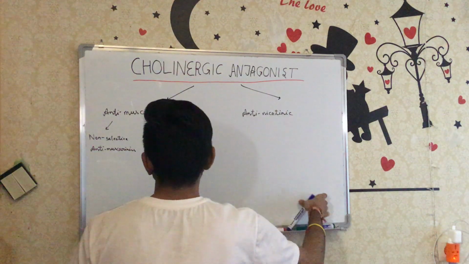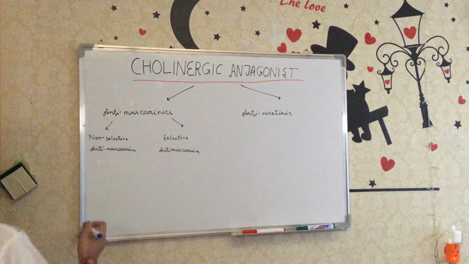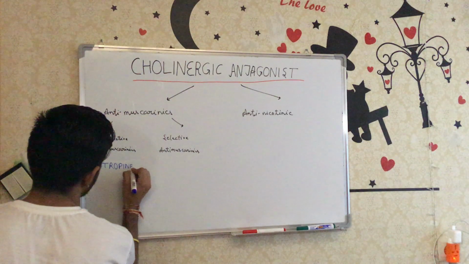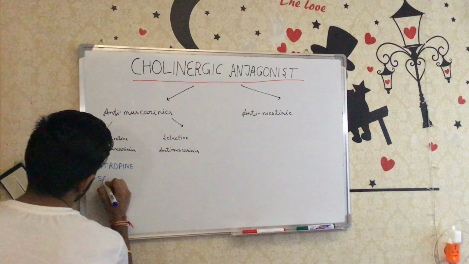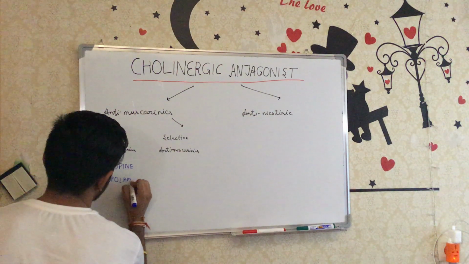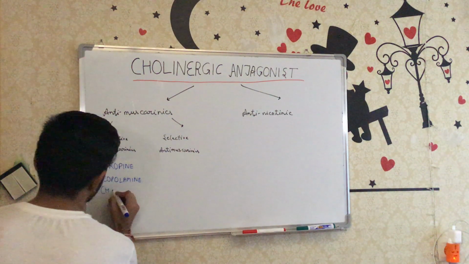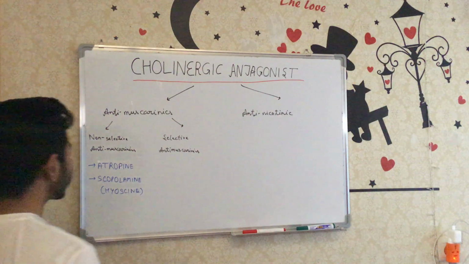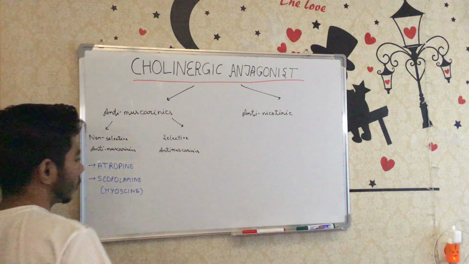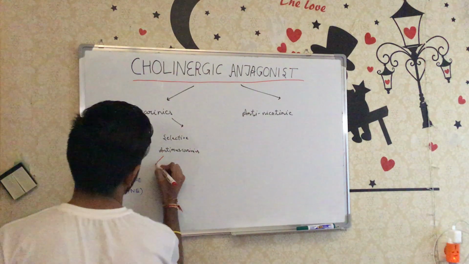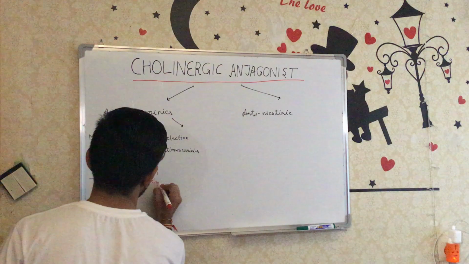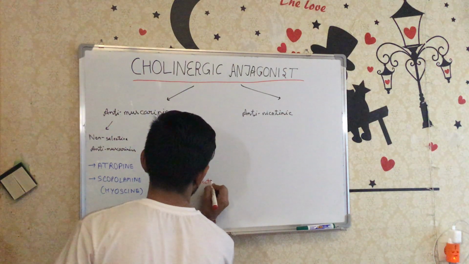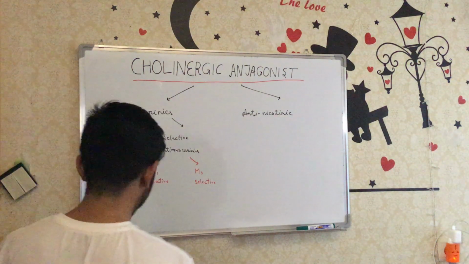Now, in non-selective antimuscarinics, we have drugs like atropine, scopolamine, which is also called hyoscine. We'll talk about them later on. And in selective antimuscarinics, they could be M1 selective and they could be M3 selective. M1 receptor selective and M3 receptor selective.